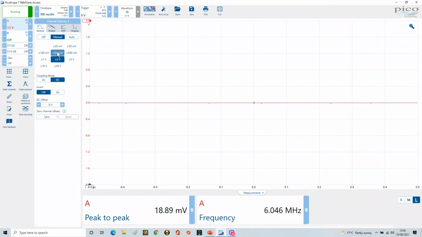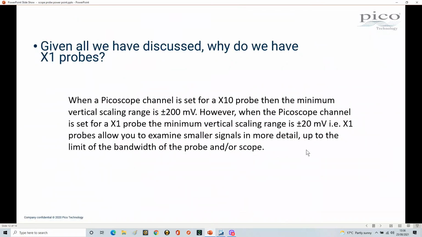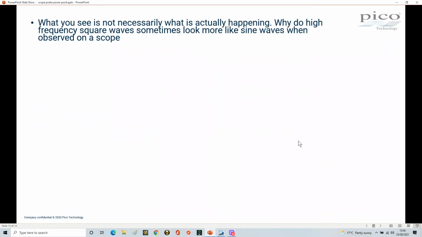So it does make sense. So that's primarily the reason for times 1. One slight final thing: what you see is not necessarily what is actually happening. Why do high frequency square waves sometimes look more like sine waves when observed on a scope? And there's a really, really good reason for this.